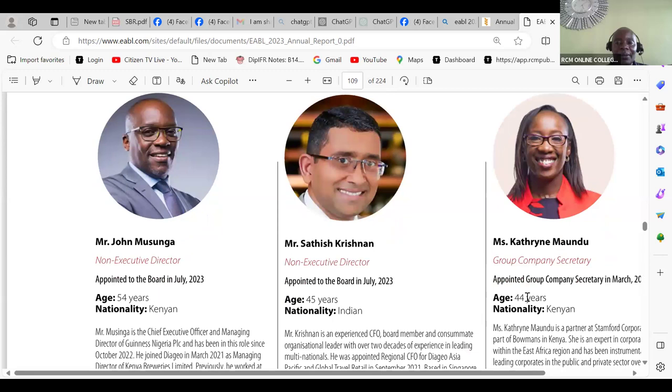You can see we have a lady here. Of course, men are more, but this is the group company secretary, Catherine Maundu. Great. She's only 44 years old. You can see we also have an Indian there. How would you assess the board of directors of EABL in terms of inclusivity, from what you guys have been able to see? How would you assess them in terms of inclusivity and diversity?